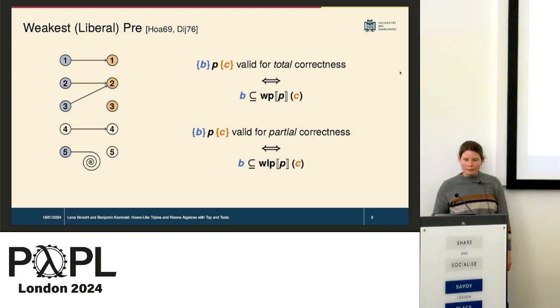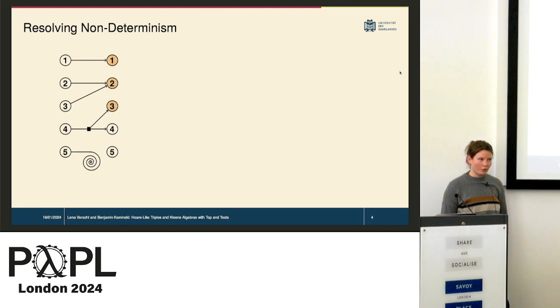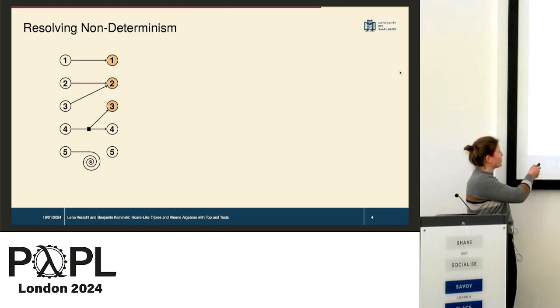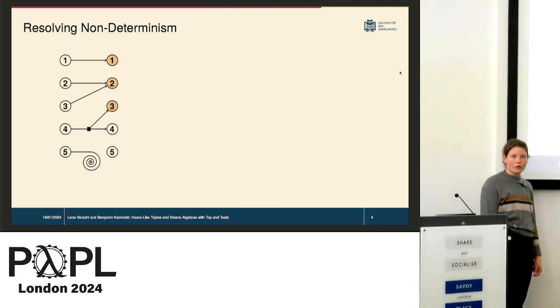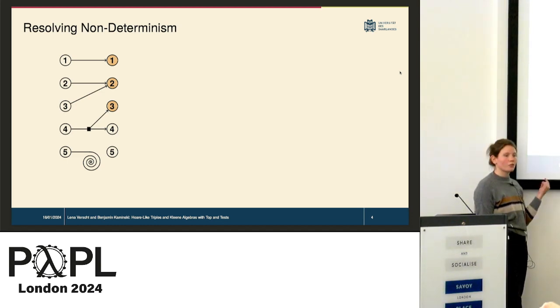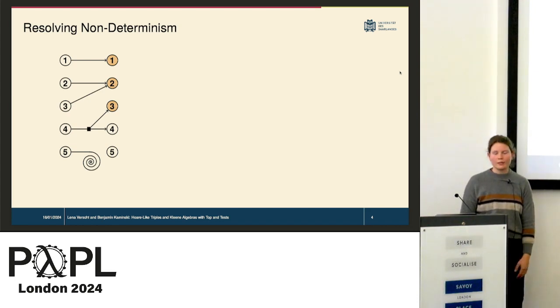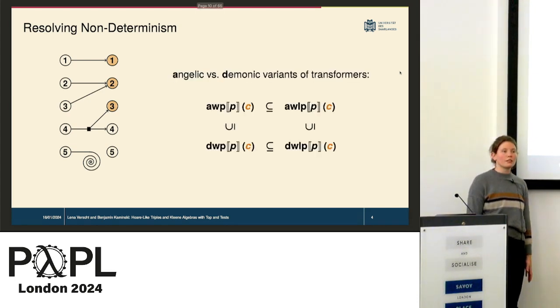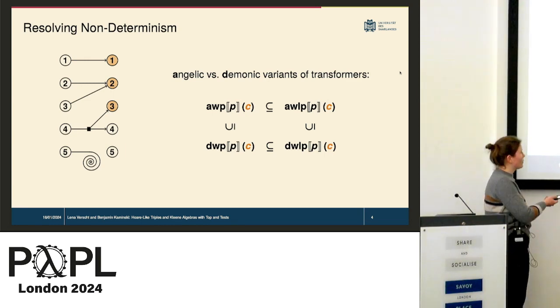Now we want to reason about non-deterministic programs. Here you can see that from state 4 we can either terminate in state 3 or 4. As a consequence, we have to choose how to deal with non-determinism. There are two main methods. One is we resolve non-determinism in our favor. This is called angelic. If we don't resolve in our favor, it's called demonic. And this behavior can be included in the transformers, giving us two variants of each. So we now have four different transformers to look at.